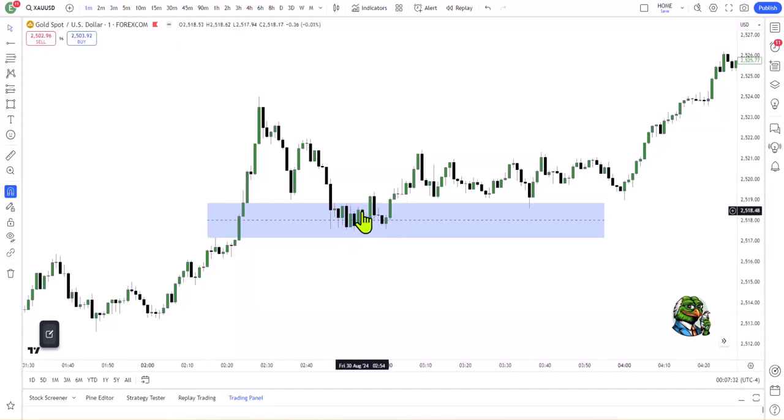Okay, two down candles that make the order block. So at 3 a.m., you should be entering somewhere in that zone, targeting this high. Okay, the previous high on the left. Now, you want to be targeting 50 pips.